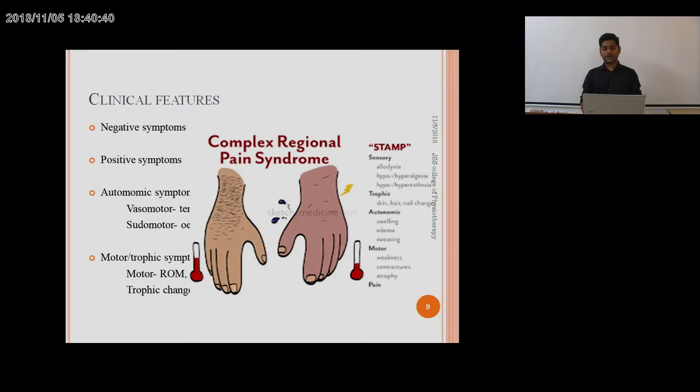So now, complex regional pain syndrome has a synonym called STAMP, where it is sensory, trophic, autonomic, motor and pain. In sensory, allodynia is prevalent, hypo- or hyperalgesia is prevalent, and hypo- or hyperesthesia is prevalent. When it comes to trophic, skin, hair and nail growth changes are prevalent and can be seen visually. In autonomic, people will have a swollen upper limb as well as lower limb. Edema is going to be prevalent, and there will be either profuse sweating or their sweating is going to become lower. When it comes to motor, there will be reduced muscle strength, ultimately leading to weakness, and they will end up in a contracture because of reduced mobility in the later phases of the condition, and there will be atrophy because of non-use of the involved extremity, and there will be pain prevalent.